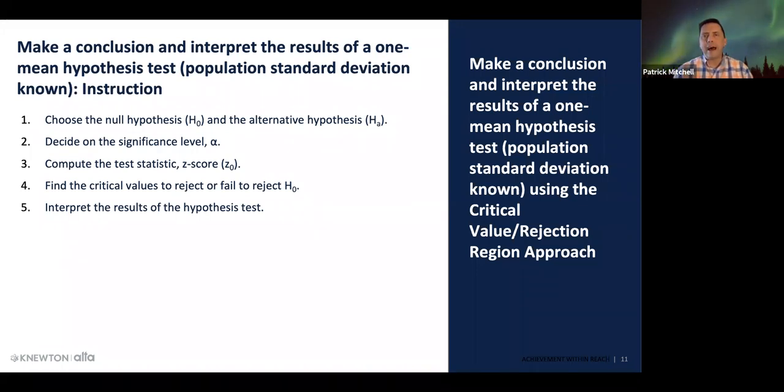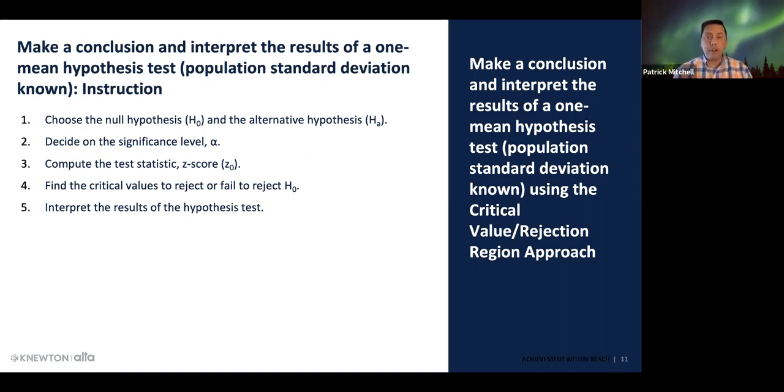So you need to decide whether a type 1 or a type 2 error would be more serious, which one would be worse. And if you really don't want to make a type 1 error, you would make alpha pretty small, like 0.01. Then you calculate the test statistic, which your book denotes Z sub 0. Find the critical values, which will help you decide whether to reject or fail to reject the null hypothesis.